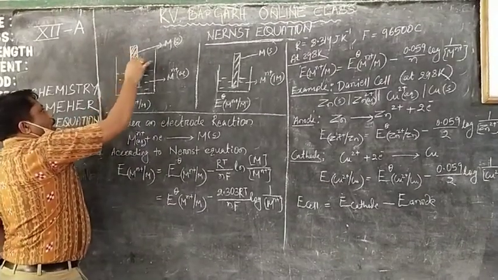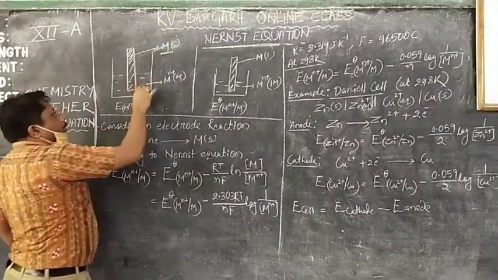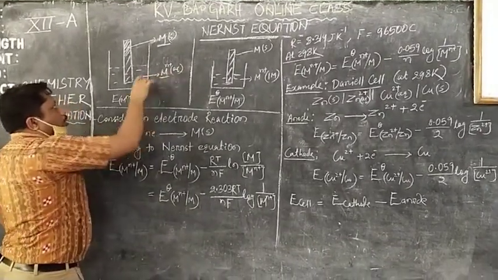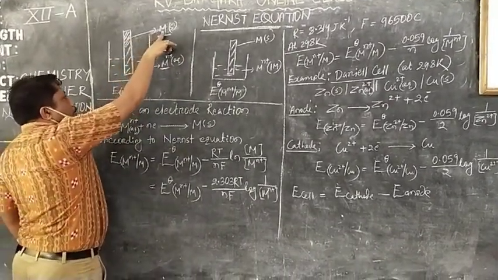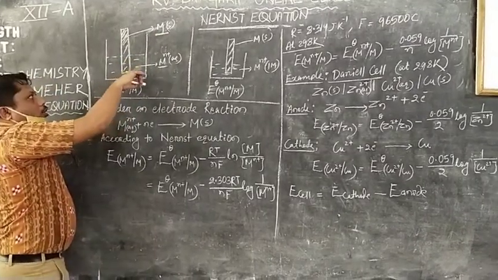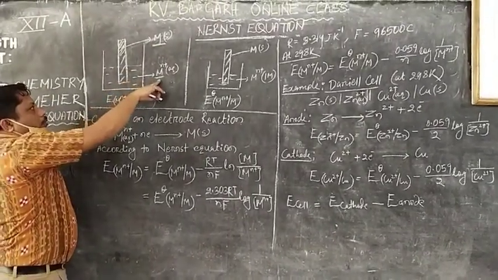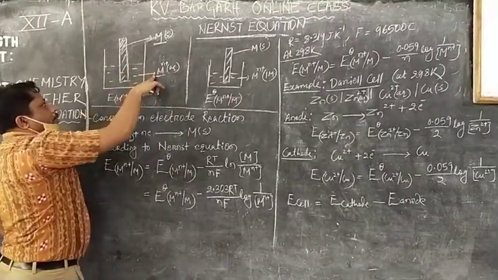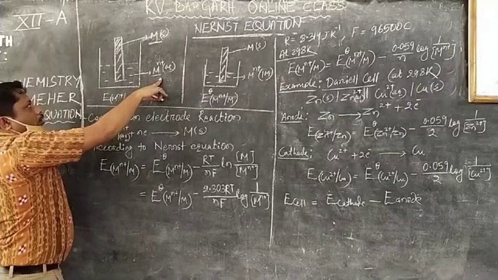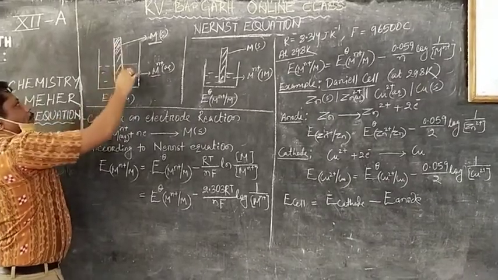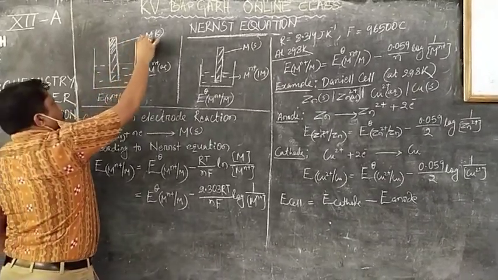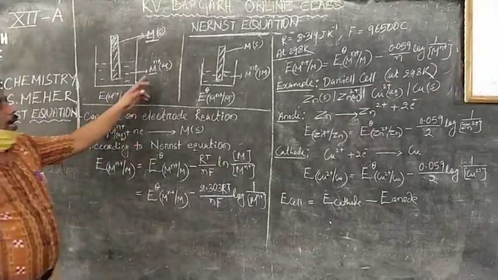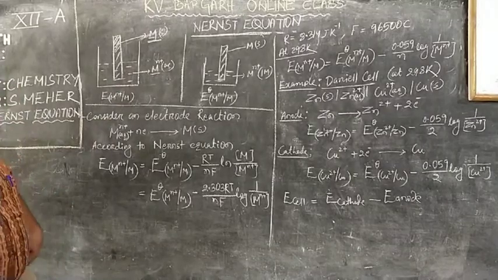Consider a metal M. It is immersed in its salt solution. For example, if you take copper metal, it will be placed in a copper salt solution, which can be copper sulfate or any other salt. If you take zinc, it will be placed in a zinc salt solution. Then there exists a potential difference between this metal in solid form and its aqueous ionic form. That is called electrode potential.